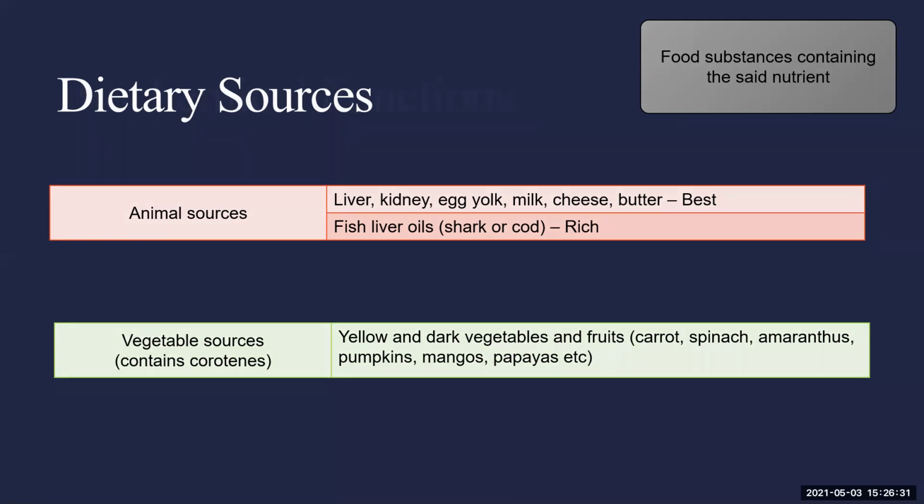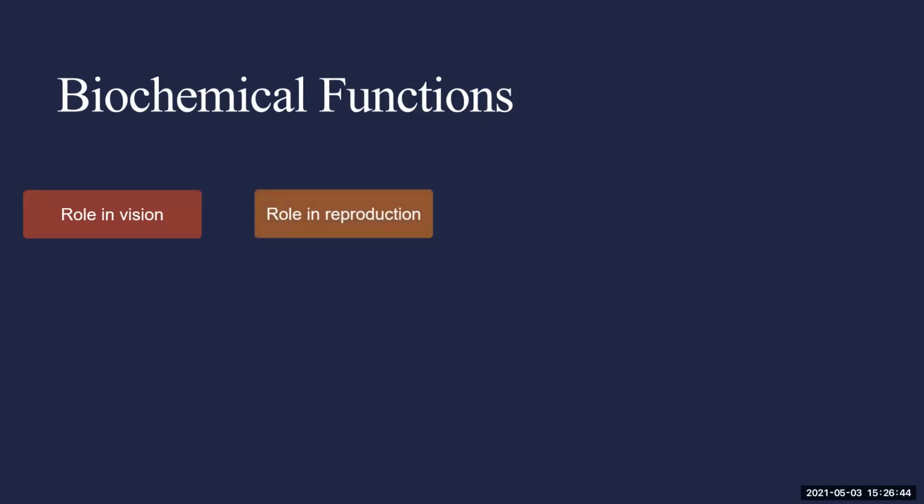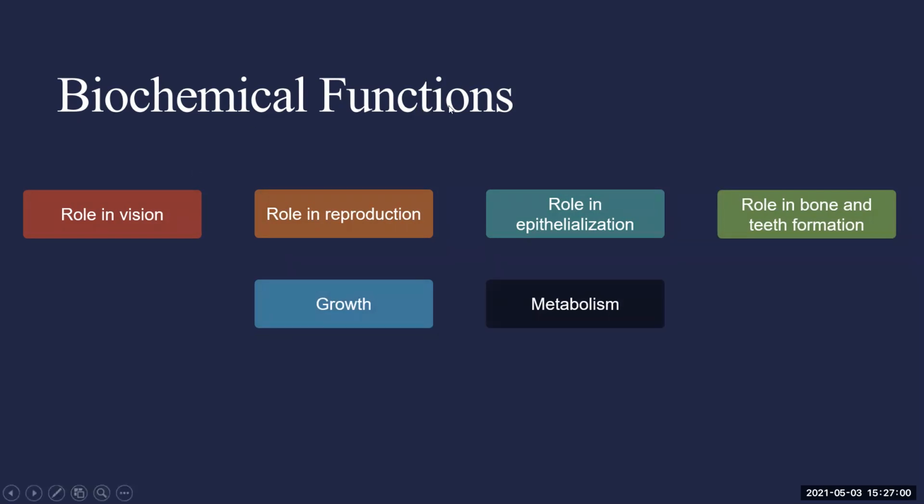So continuing on, biochemical functions. Here there are 6 very important biochemical functions. Vitamin A is involved in 6 very important functions in our body. Number 1, in vision, in reproduction, in epithelialization or maintenance of epithelial tissue in the body, in bone and teeth formation, growth, and metabolism. So these are the 6 areas where vitamin A has its biochemical function. Vitamin A is required for a minimum of these 6 functions in our body.